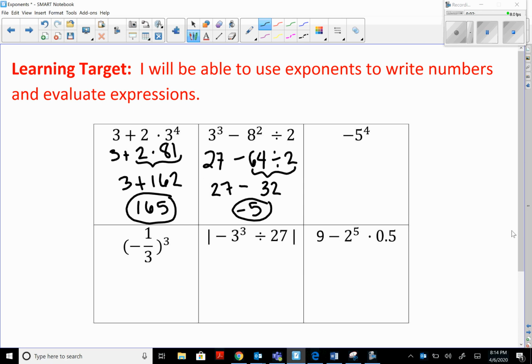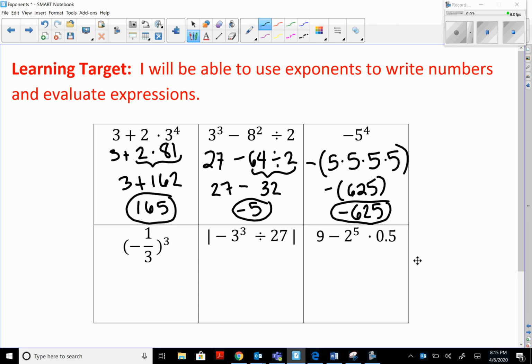Okay, this one, we have an exponent, and then we have that opposite symbol out in front. So I'm going to go ahead and just put that negative symbol or opposite symbol, and then I'm going to write the parentheses 5 times 5 times 5 times 5. 5 to the 4th power. So 5 to the 4th power is 625. And that symbol on the outside means opposite of. So my answer is negative 625.